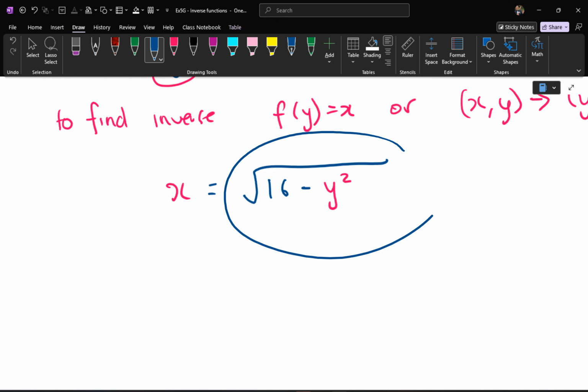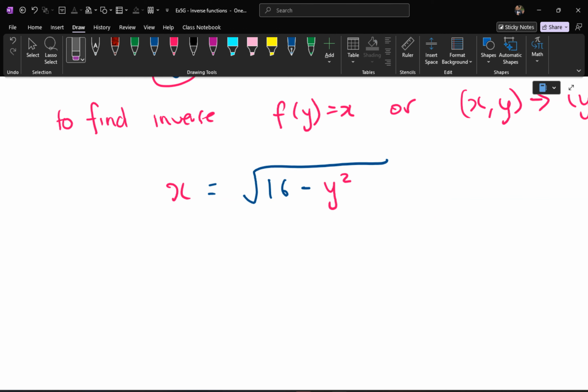What's the inverse of square rooting? Square. So here I say square both sides. Square root and the square cancels out. Now you have x squared on the left, 16 is left over, minus y squared.